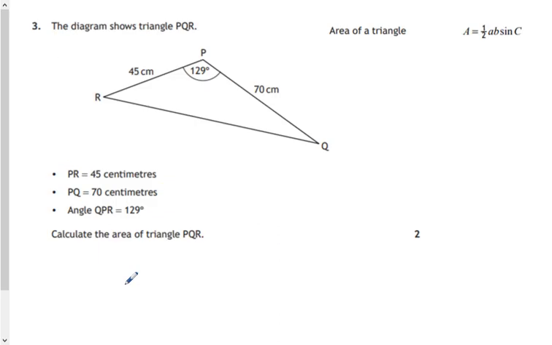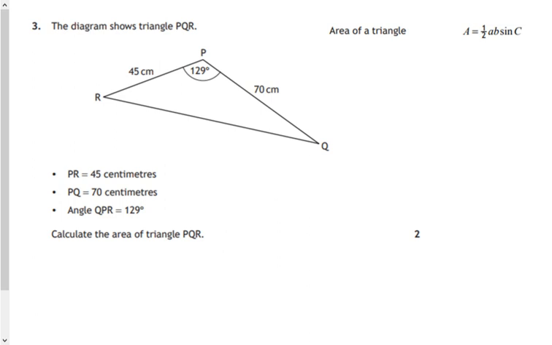Question 2. The diagram shows the triangle PQR, where PR is 45 centimeters, PQ is 70 centimeters, and the angle between them is 129 degrees. Calculate the area of the triangle PQR. So since we have two sides and an angle, we're going to use the formula from the formula sheet of the area of a triangle. A equals a half AB sine C, which we know A and B are two sides of the triangle, and C is the angle between them.